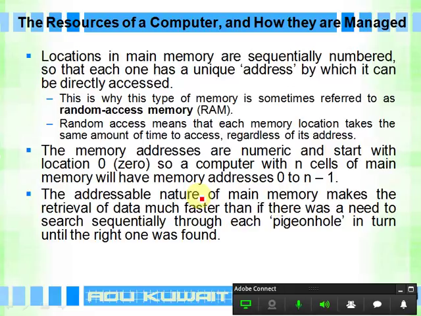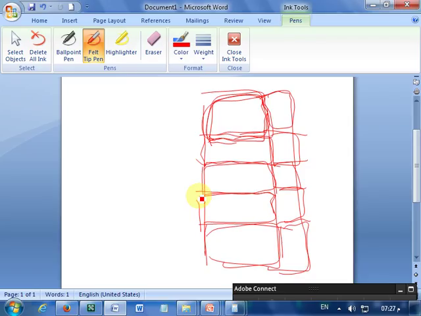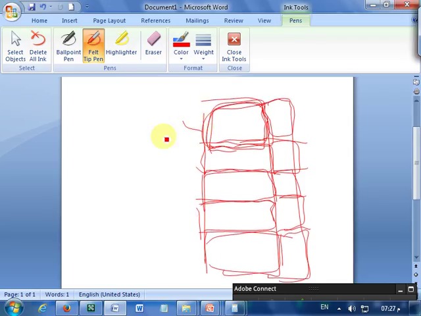Locations in the main memory are sequentially numbered. These locations have a sequential number. For example, if this is 2021 and it is 8 bytes, 2021 plus 8 will be 2029. 2029 plus 8 is 2037, and they are sequentially numbered one after the other.